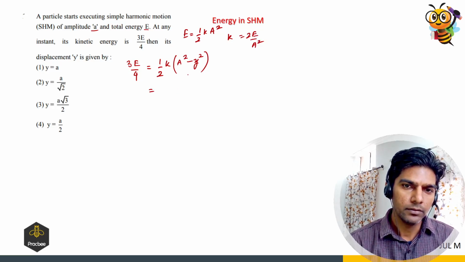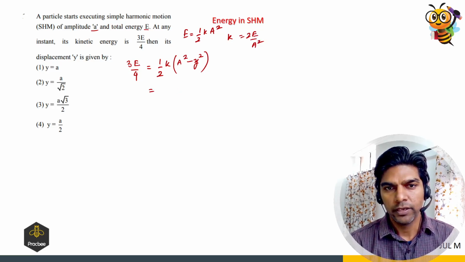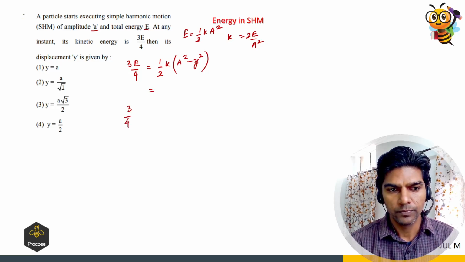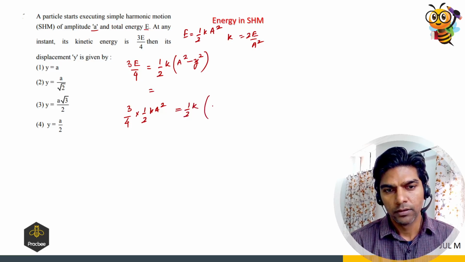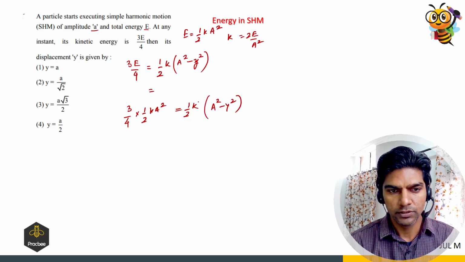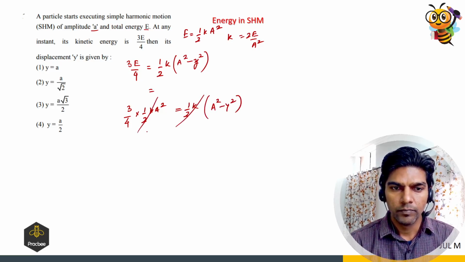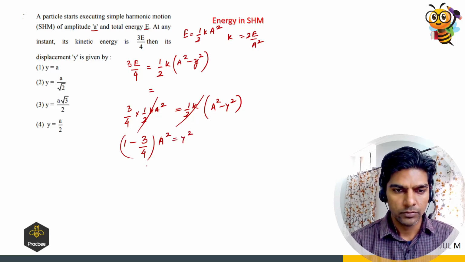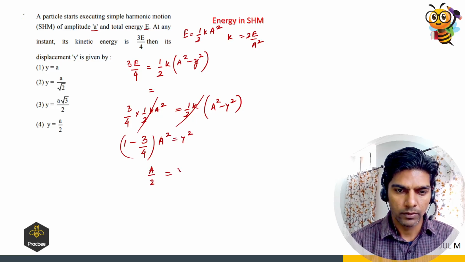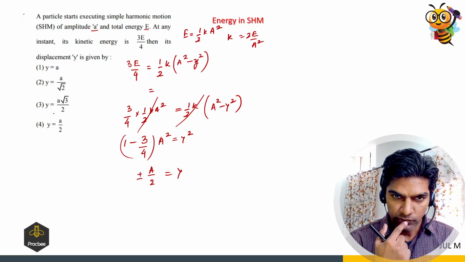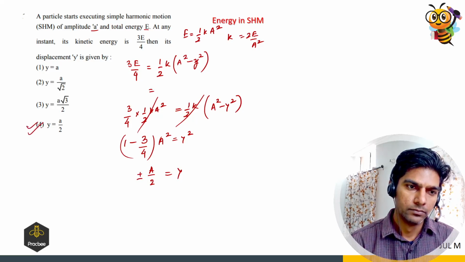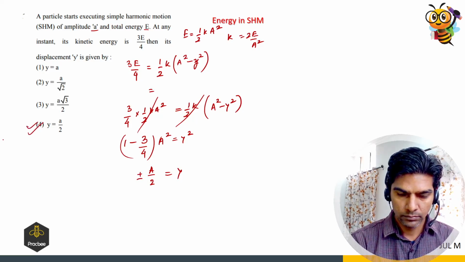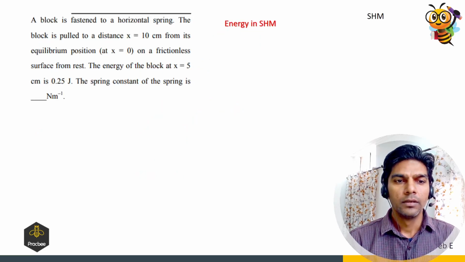And we have to find the value of y. So 3 by 4 E, where E is half k A square, is equal to half k (A square minus y square). So this k by 2 will get cancelled out, and we have 3 by 4. 1 minus 3 by 4, A square will give us y square. So that will be A by 2 plus minus. So option 4 is the right answer. Right. Now let's see the next question.